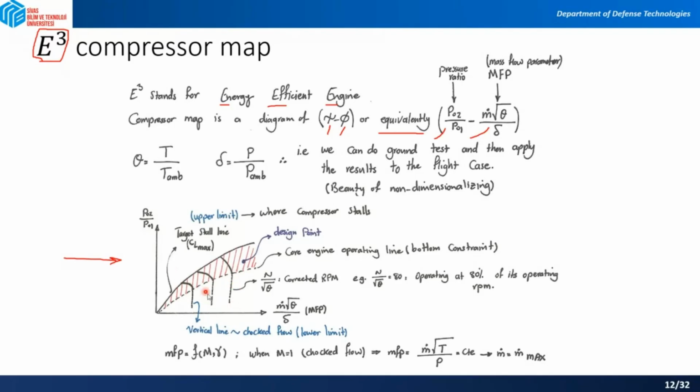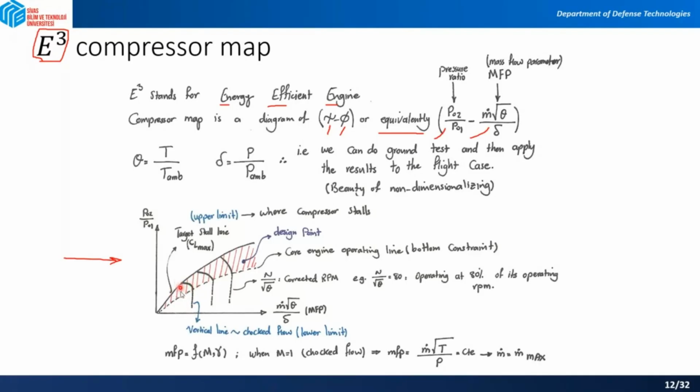So what are these curves? These are the corrected RPMs. What is a corrected RPM? It is RPM over the square root of theta, where theta is T over T ambient. So at different revolutions of this compressor, they change the mass flow parameter and check the pressure ratio of the compressor. Let's say the compressor is rotating at 500 RPM, corresponding to this curve.